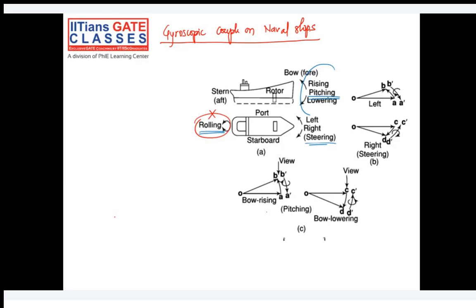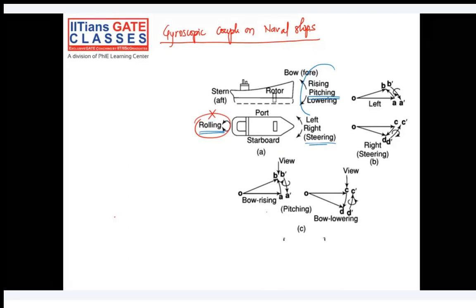So if that is the situation, OA is the initial vector and OB is a new vector. So O to A is the active couple and B dash to A dash is the reactive torque or couple, you can say. Then it is how it is. It is counterclockwise direction.